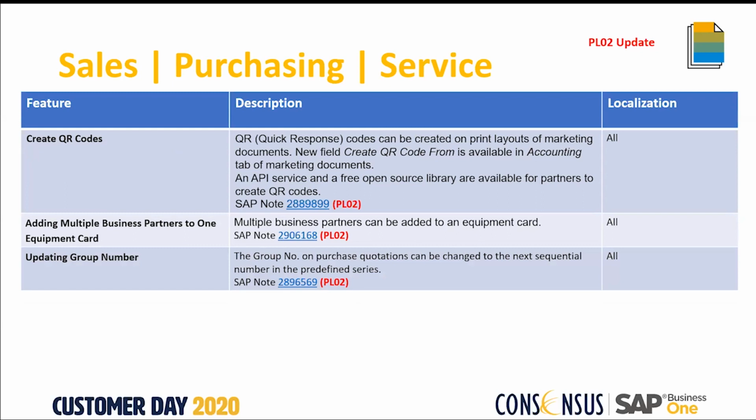There's a new field in marketing documents that you can use to create QR codes in the print layout. Basically, you enter whatever the QR code is manually, and it's going to generate a barcode when you print the document. Okay, let's skip that.